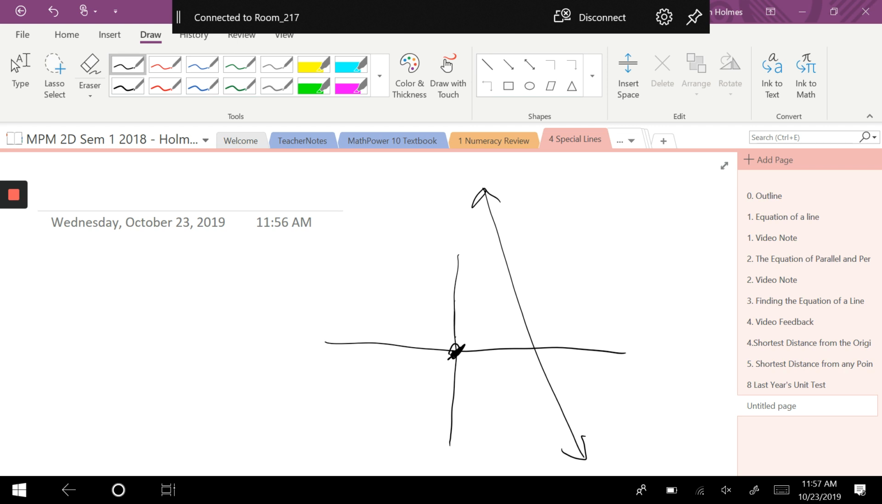What's the process to figure out the shortest distance to this line? Okay, what's the process, Chase? Okay, so the first thing is this idea of a perpendicular line. So I'm going to need to come up with a perpendicular line. Now it's important that you believe this, that it makes sense that it's got to be perpendicular.